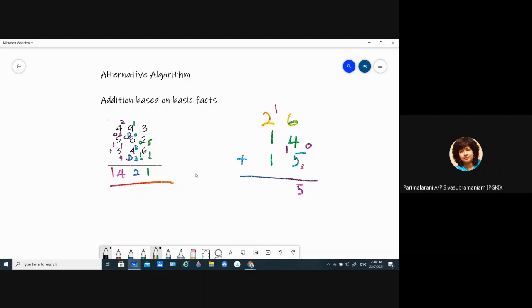Now 1 plus 2, 3. It's 0, 3 if you want to write that. 3 plus 1, 4. 4 plus 1, 5. Okay, so they add a single digit at a time. Each time they only need to know basic facts to do this. Okay, this algorithm is very good for students who are quite weak. Then it's easy for them to add little by little at a time. Okay, so this is called addition based on basic facts.